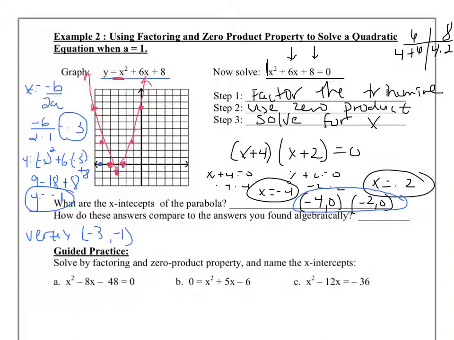Alright, so the last question in this section asks us, how did these answers compare to the answers you found algebraically? Basically, if we look on the graph, it's the same thing. If I would have just started out by starting with the vertex and going over 1, up 1, I would still get the same 2 points of these x-intercepts. So it is exactly the same. You can do it both ways.